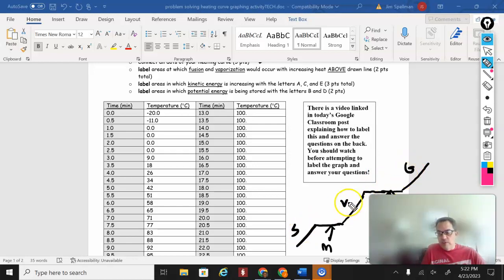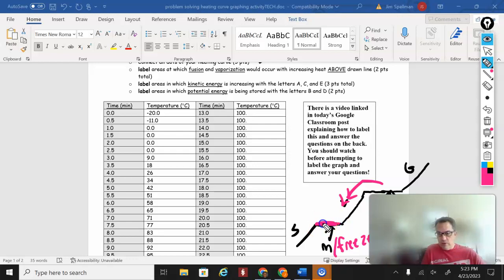But when a gas, it's not a vapor, this liquid. When a gas is turning into a liquid, all right, that's going to be condensation. If we're going in the opposite direction, and then when our liquid turns into a solid, you might know that as freezing. And those are going to occur on the same plateau.